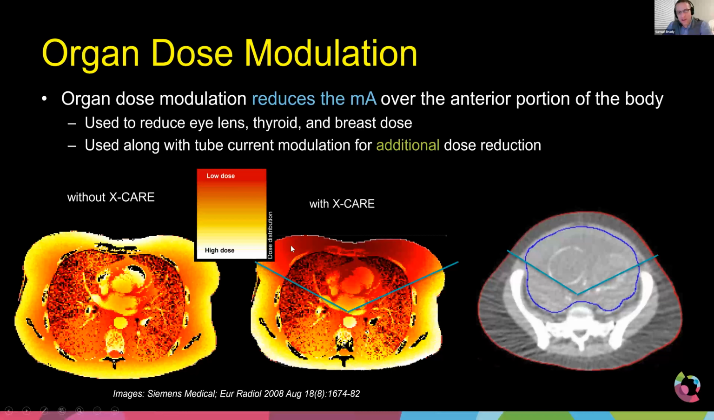Now, if you turn X-Care on, the anterior aspect of the patient is getting less radiation. But when it spins over, and the X-ray tube goes to the back of the patient, posteriorly, the dose goes up. That's just part of the way they do it. Their goal is to put the same amount of dose at the center of the body.